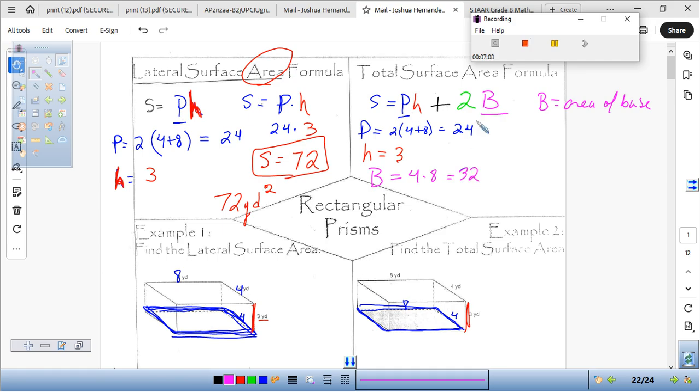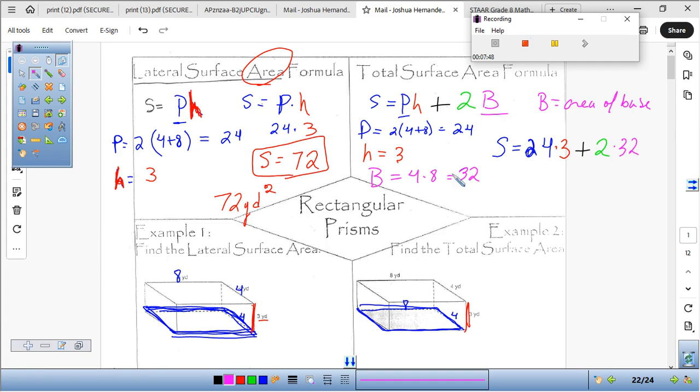Okay, so let me start doing the formula here. So remember, don't forget the formula. The formula is going to be S is equal to your P, which in this situation is 24, times my height of 3, plus, and then the 2. Where does the 2 come from? It's just kind of from the formula, so we're going to use the 2 there. And then we're going to come back here on the purple, and your B is going to be that one, 4 times 8, times 32. Sorry, it's just messed up there.